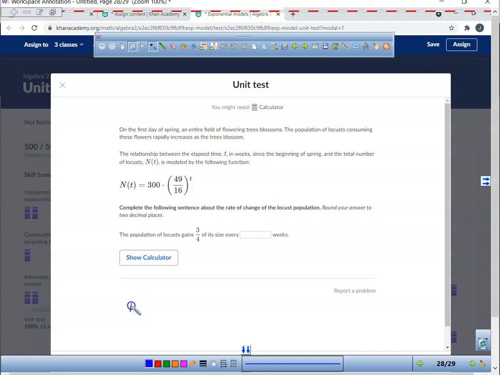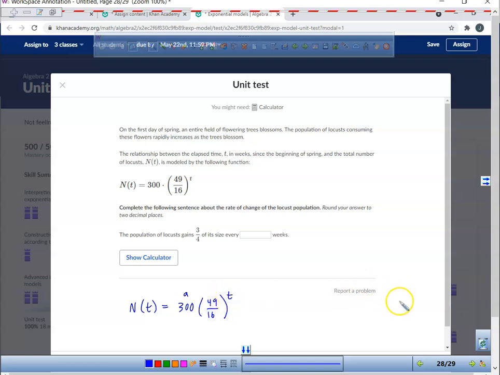All right, so it looks like we have N of t equals 300. That's my a value. And then we have 49 over 16 to the power of t. That's our b value. And it looks like t represents weeks. Interesting. So it gains 3/4.